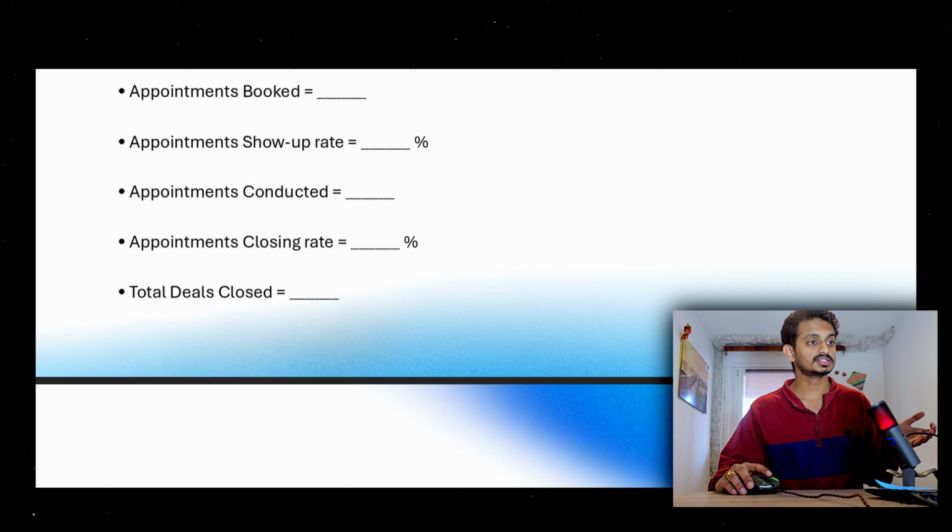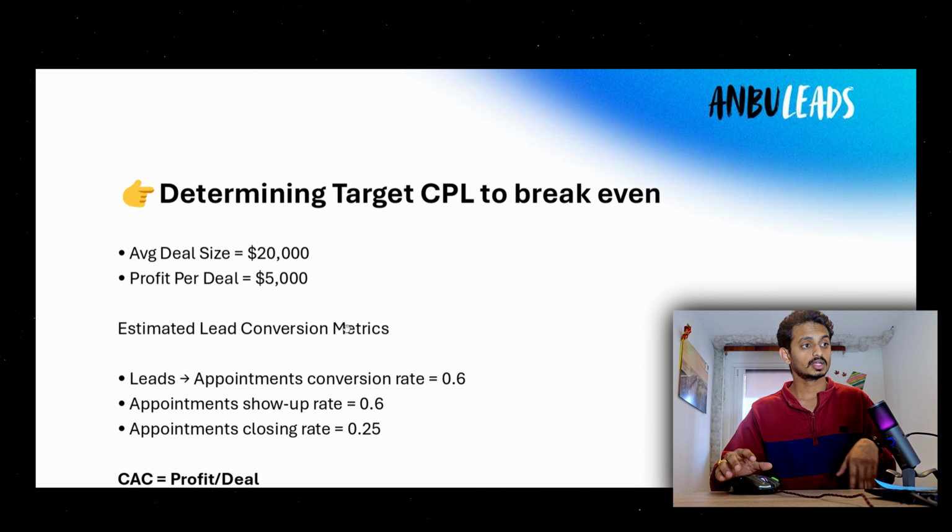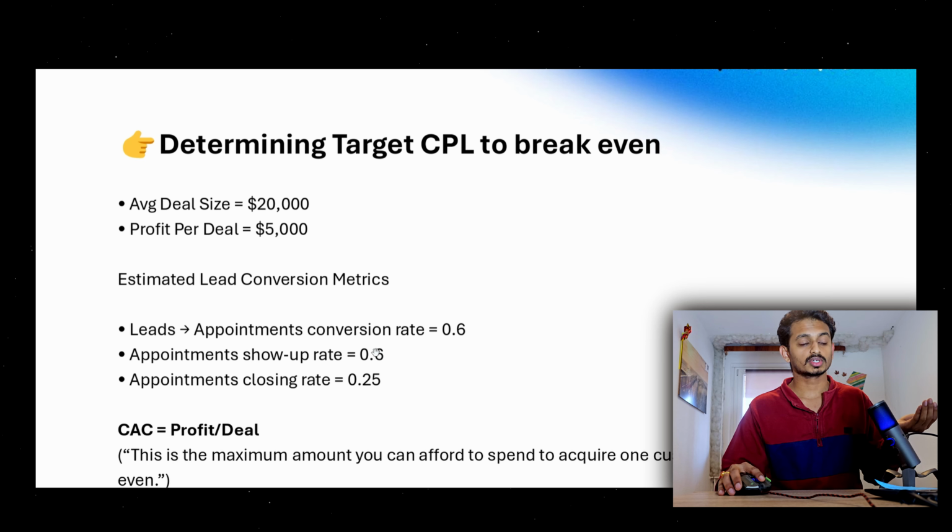The next topic is determining target cost per lead to break even. What this means is how much money you can spend on ads so that you are not making a loss. Let's see about this. Let's say an average deal size for a residential solar installation is 20K, and your profit per deal is $5,000. The next step is to estimate your lead conversion metrics that we talked about before: leads to appointment conversion rate, appointment show up rate, and finally appointment closing rate. Let's say your leads to appointment conversion rate is 60%, that is 0.6, appointment show up rate is 0.6, and you're closing at 25% of your deals, so that will be 0.25.